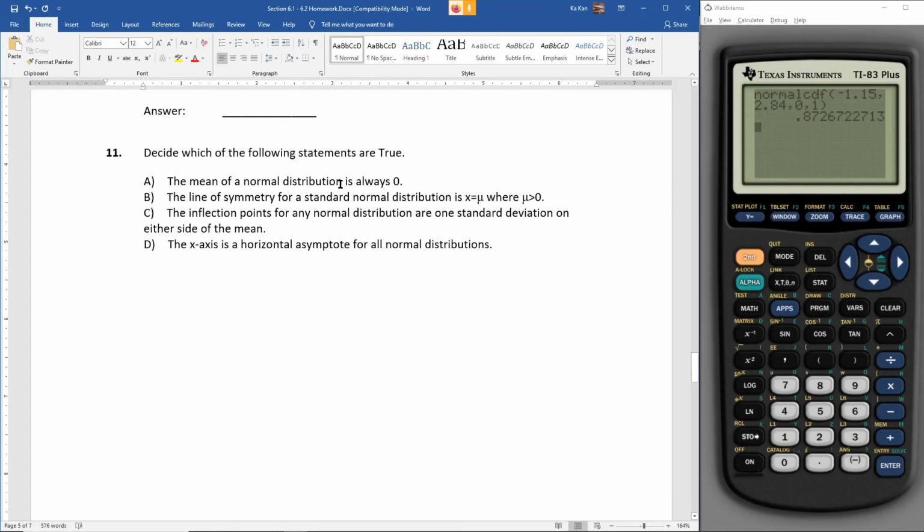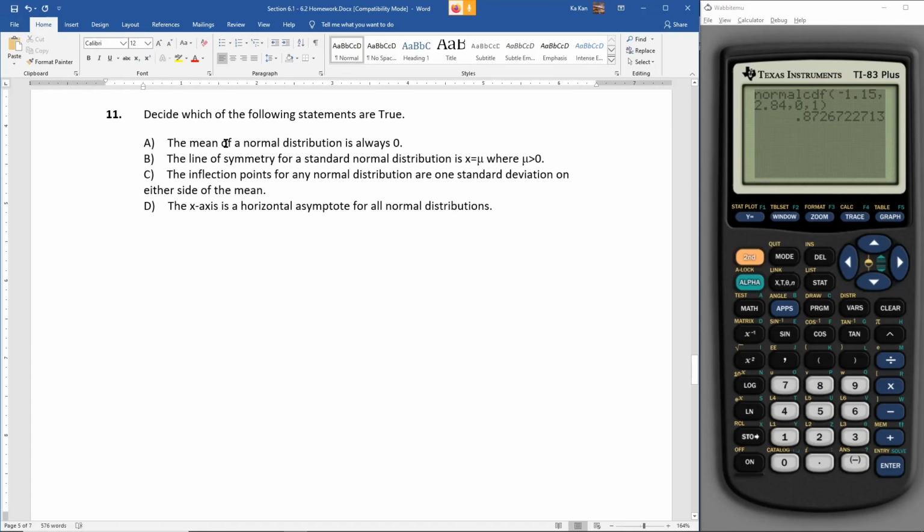Which of the following statements is true? The mean of a normal distribution is always 0. That is not true. The mean of a standard normal distribution is always 0, but that didn't say standard. The line of symmetry for a standard normal distribution is x equals mean. This is actually true. The line of symmetry is the mean in the middle.